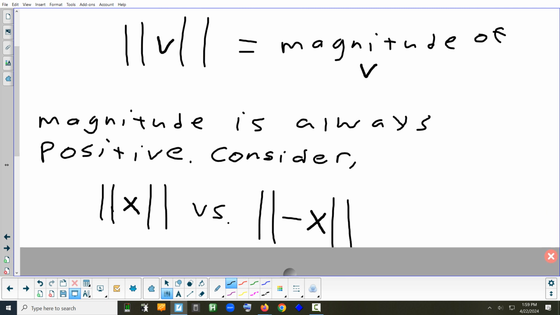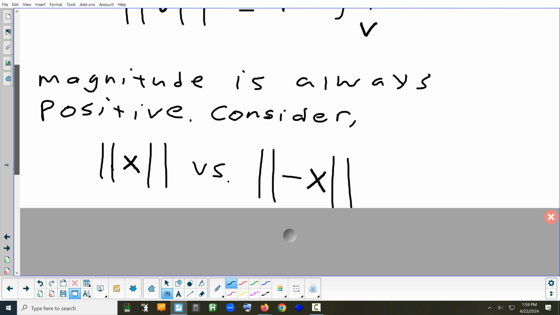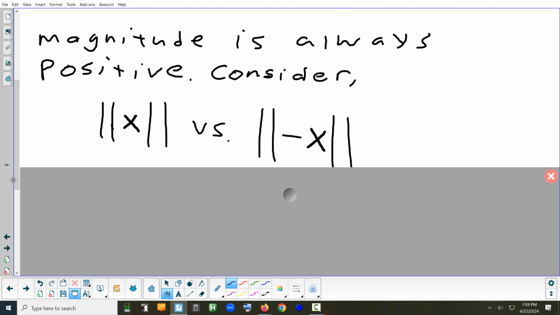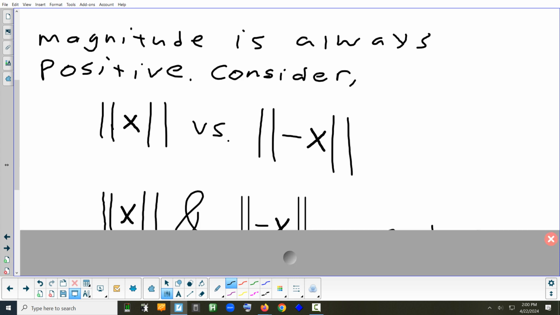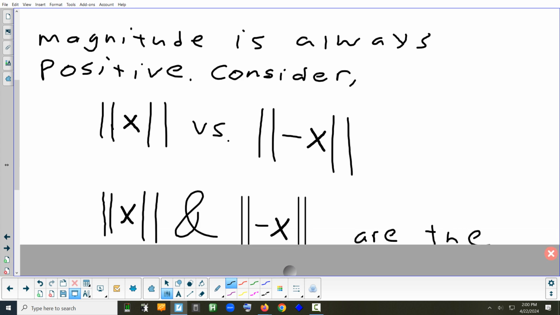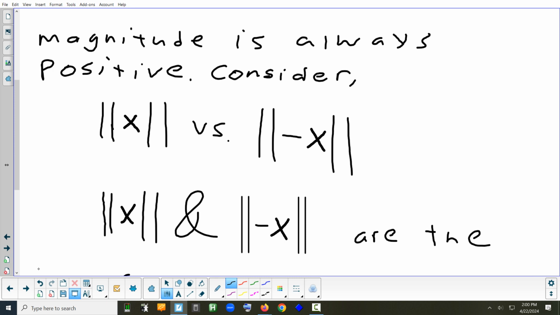So what would be the difference between the magnitude of vector x and the magnitude of the vector negative x? Absolutely nothing. There wouldn't be any difference at all. Why are you using double lines? That's just the symbol. That's what our book uses. I don't know if other books might use something different, but that's what ours is. That's just for vectors. Yeah, I've never seen it anywhere else.